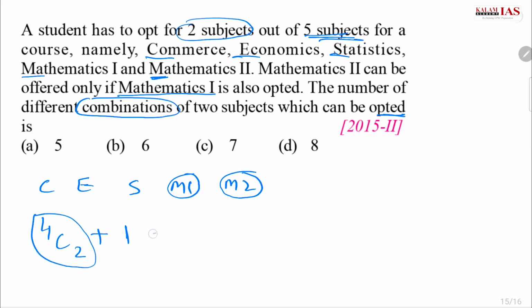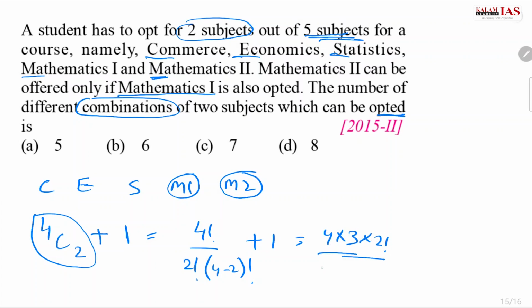So total will be 4 factorial by 2 factorial into 4 minus 2 factorial plus 1, which is 4 into 3 divided by 2 factorial, divided by 2 factorial into 2 factorial, plus 1. This comes out to be 7. So there are 7 possible combinations to choose 2 subjects. So the answer will be option C.